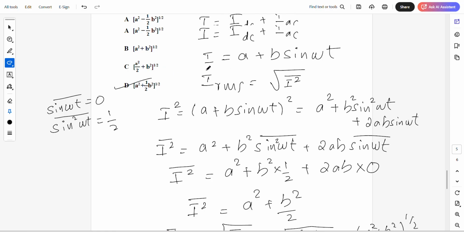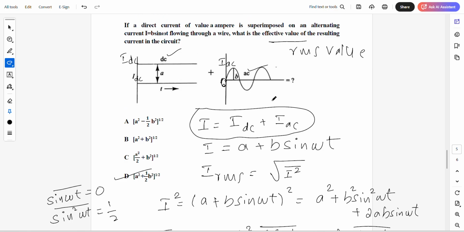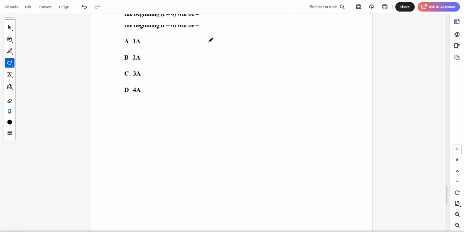The trick you need to apply is adding these two currents, IDC and IAC. What is the amplitude of IDC? That is A. What is the equation for IAC they have given? B sin of omega t they have given directly. Let us go to the next problem.